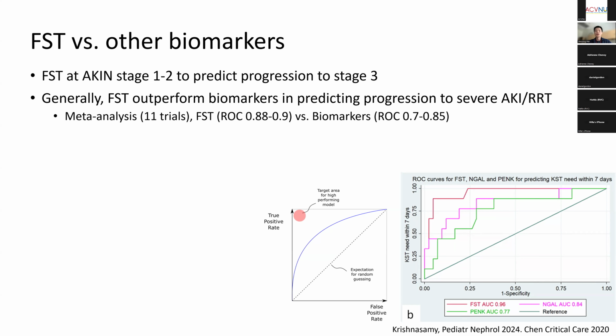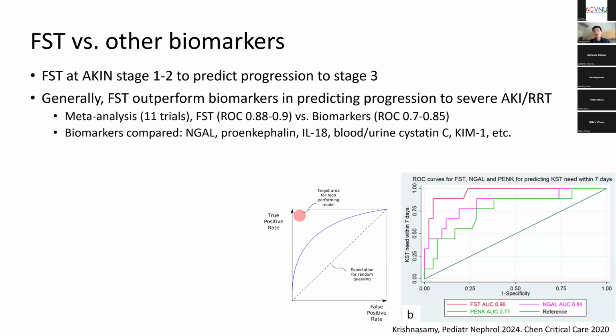As you can see in this right bottom figure, which assesses the performance of the furosemide stress test compared to other biomarkers in pediatric ICU patients, they compared the furosemide stress test to urine NGAL and proenkephalin, where the furosemide stress test's predictive ability was superior to the other biomarkers.